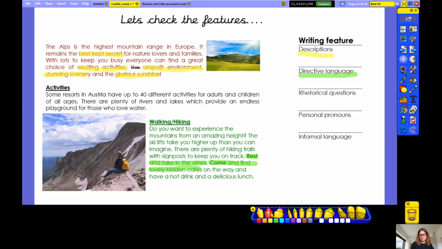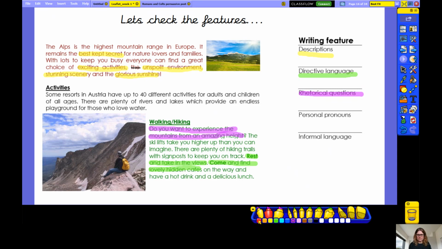Now I'm going to find some examples of rhetorical questions. Now they're easy to spot because we know that questions always have a question mark, and I can see straight away by skimming and scanning, here is a question. Do you want to experience the mountains from an amazing height? Yes, please, I'd love to. So there you go, an example of a rhetorical question. I answered that rhetorical question actually, which you're not supposed to do. So remember, that question isn't really being asked, so you'd answer it only in your mind.